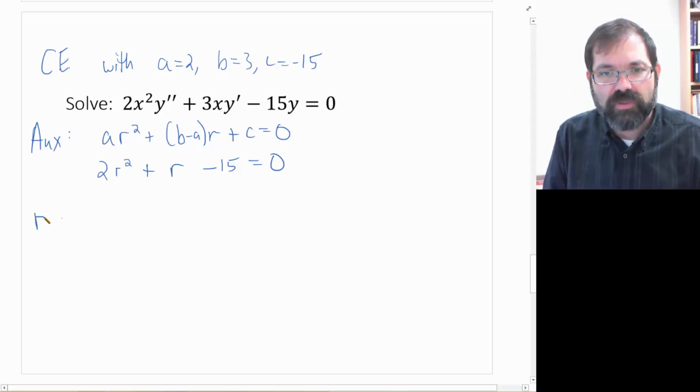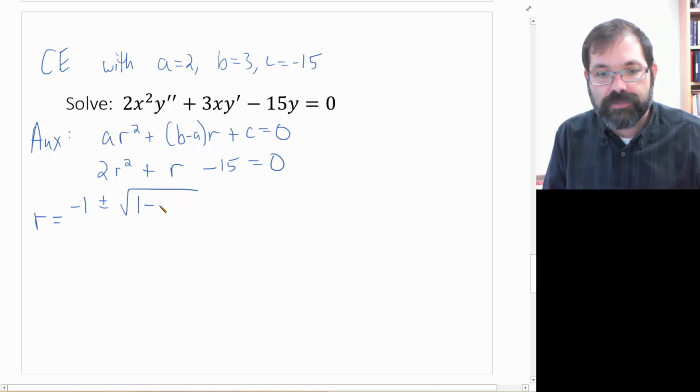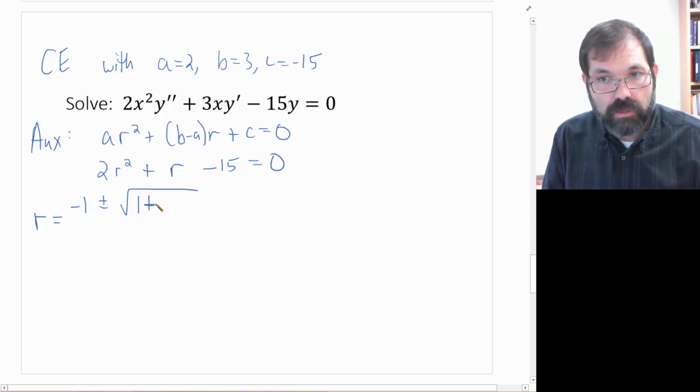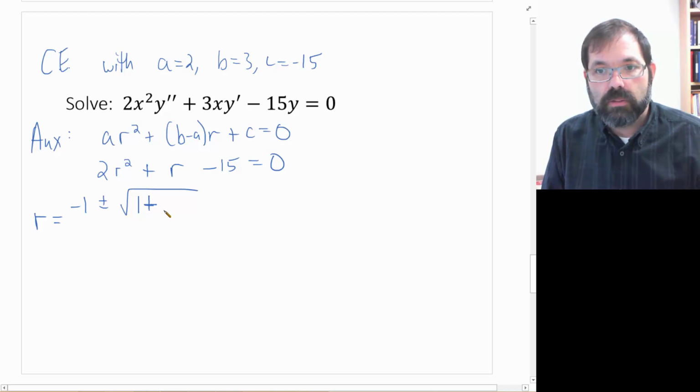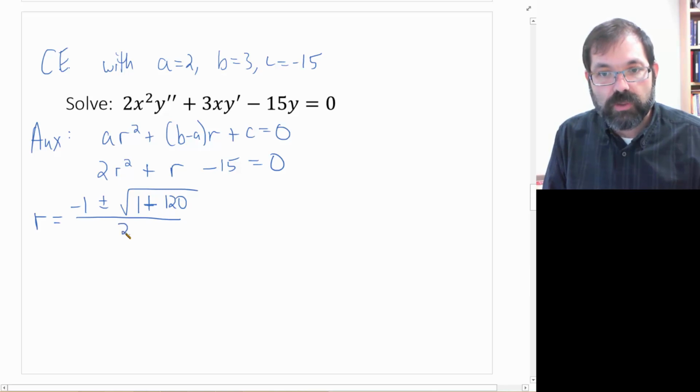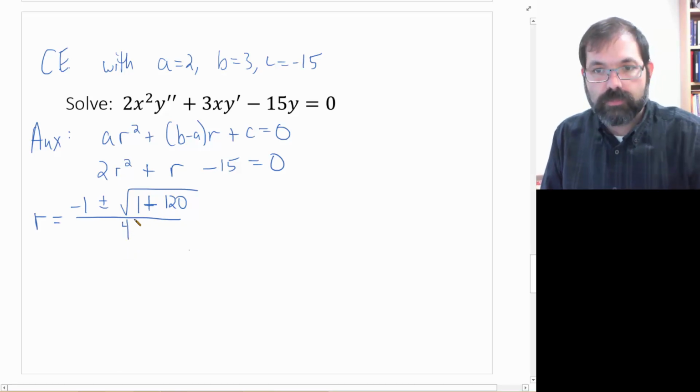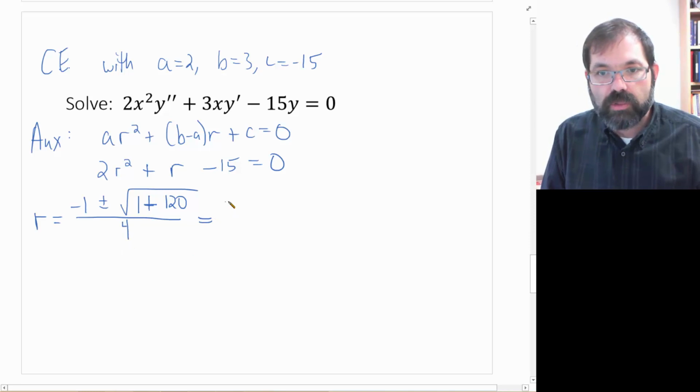So let's apply the quadratic formula. r equals -1 plus or minus the square root of 1 minus 4ac. 4 times 2 is 8 times -15. That's going to be a plus 120, over 2 times 2 is 4. So then r is equal to -1 plus or minus the square root of 121 over 4. r is equal to -1 plus or minus 11 over 4.